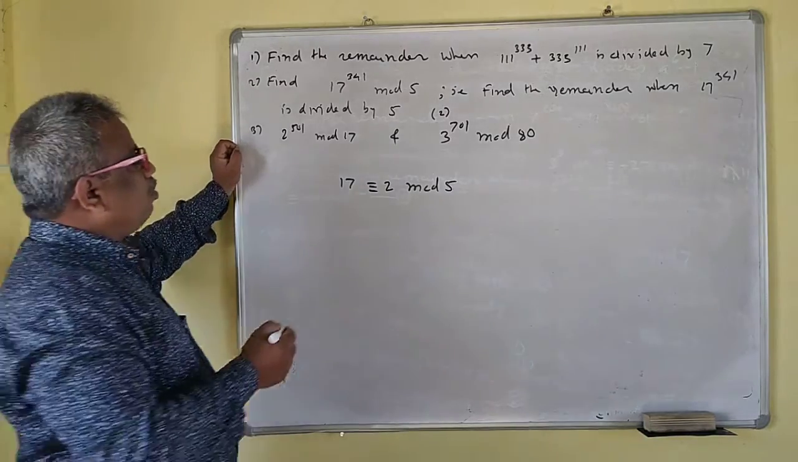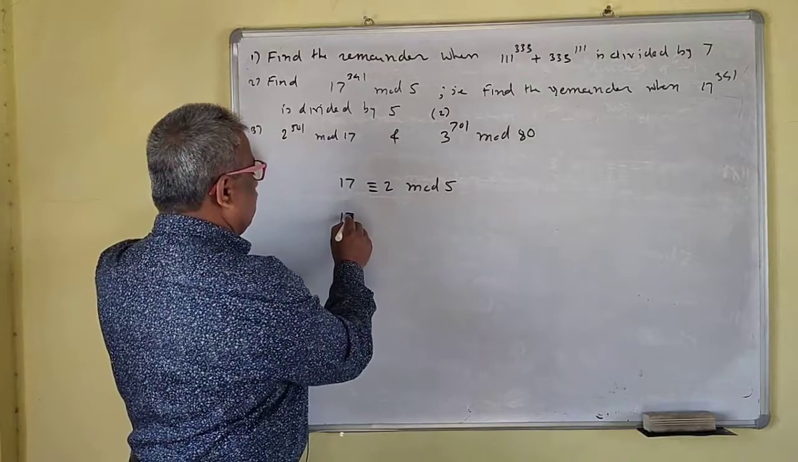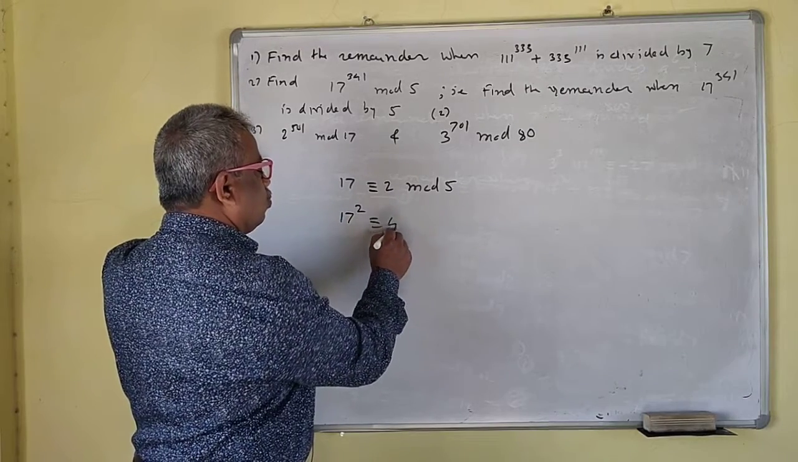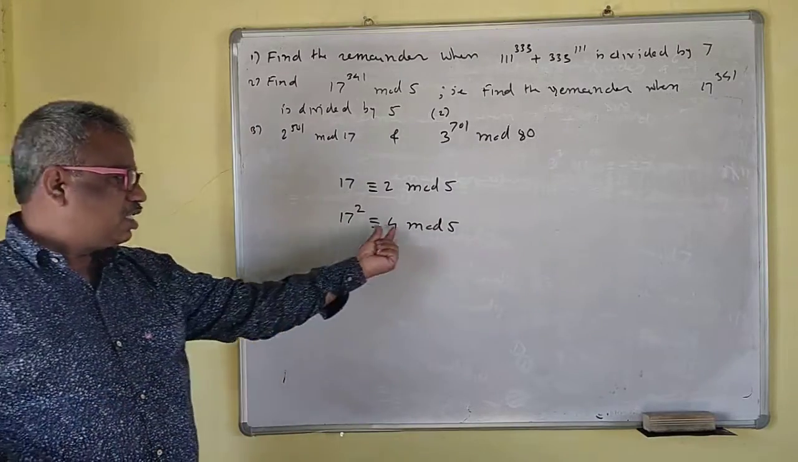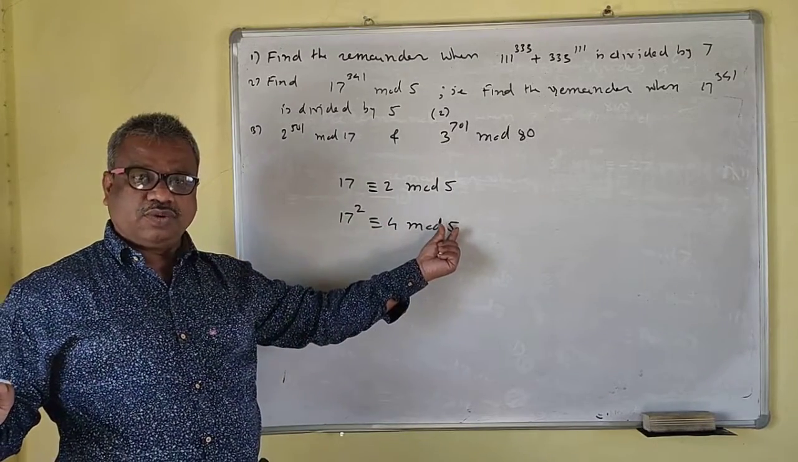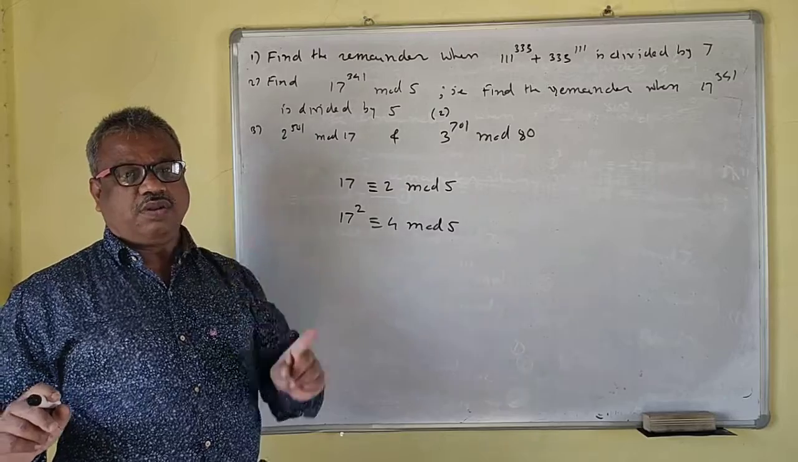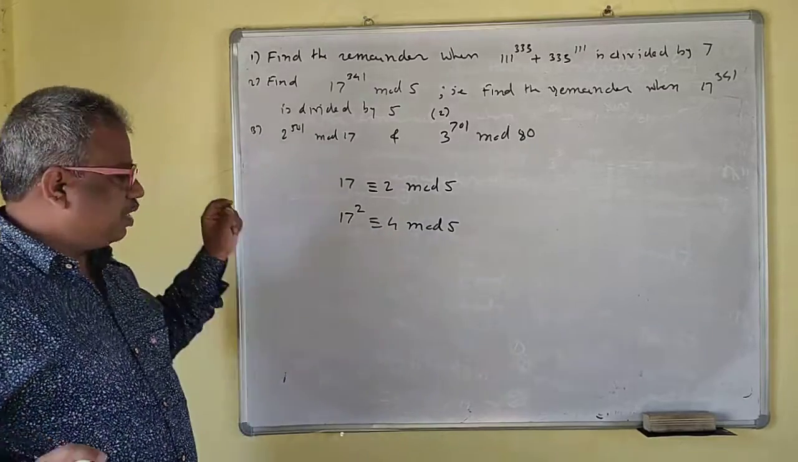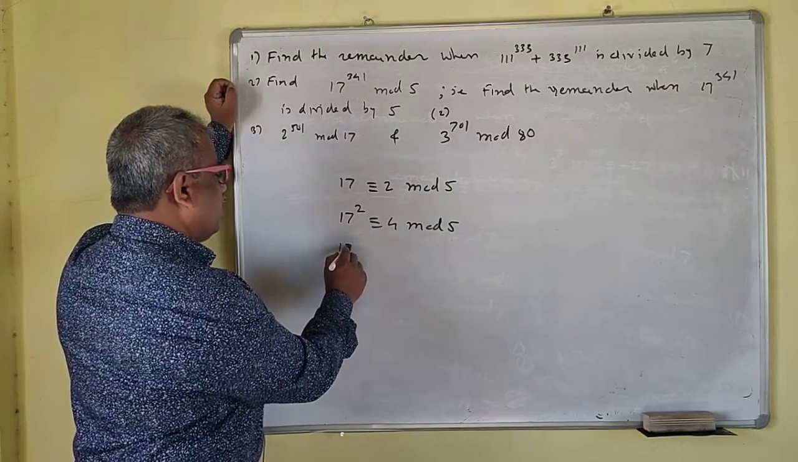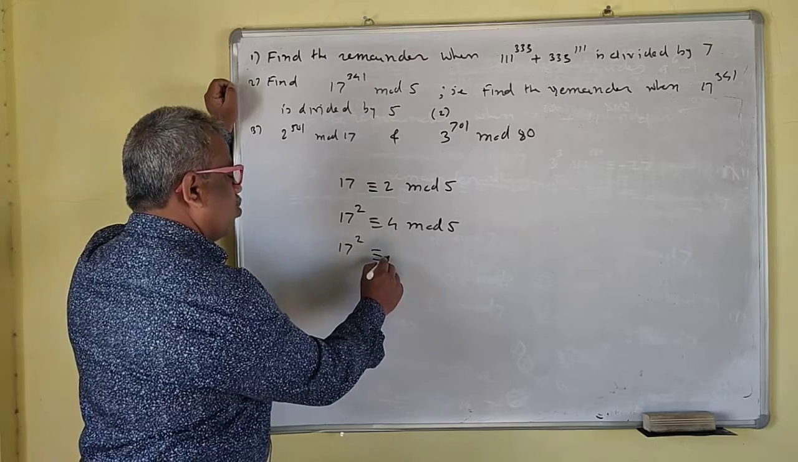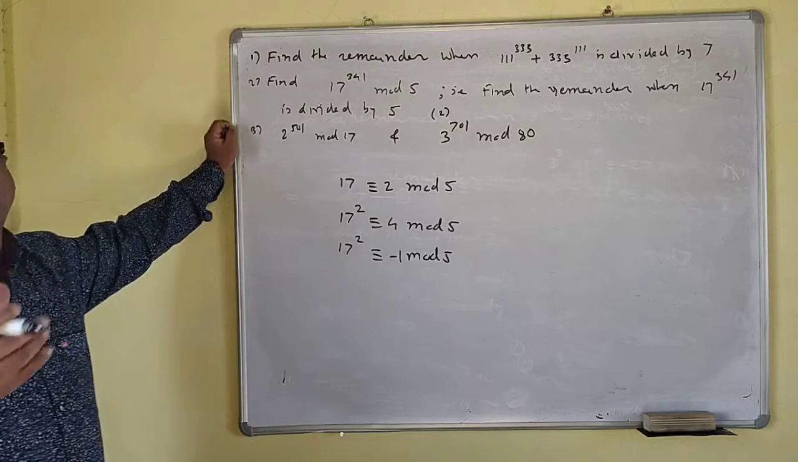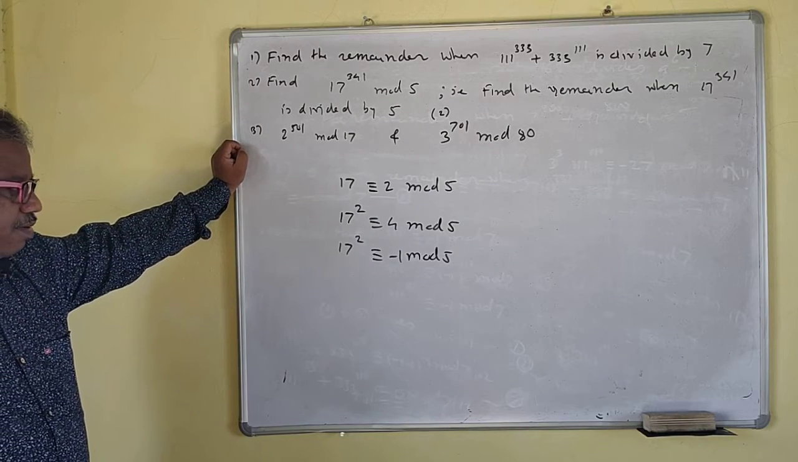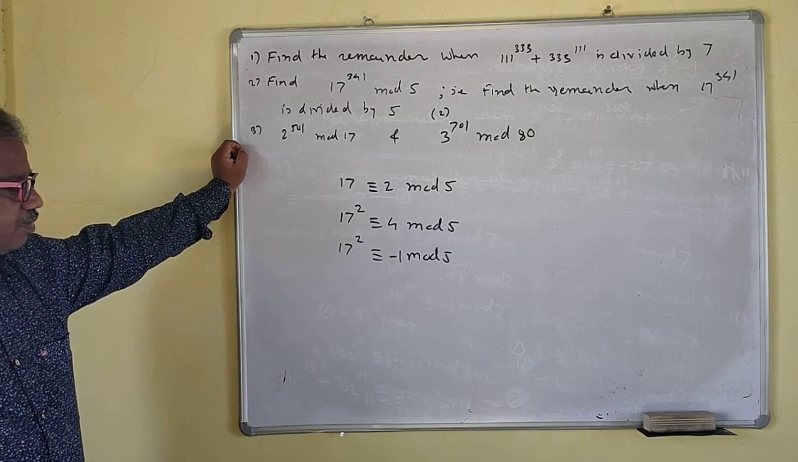Okay. Now I will do the square. So what will we get? 17 squared is congruent to 4 mod 5. I want this number as minus 1, because 5 minus 1 is 4. So now 17 squared is congruent to minus 1 mod 5, because easily we can take the power of 1 or minus 1.